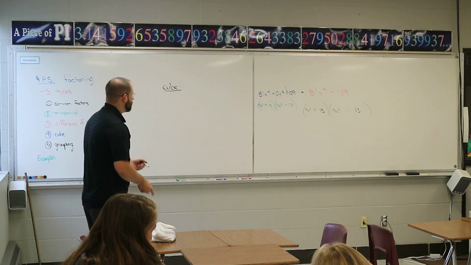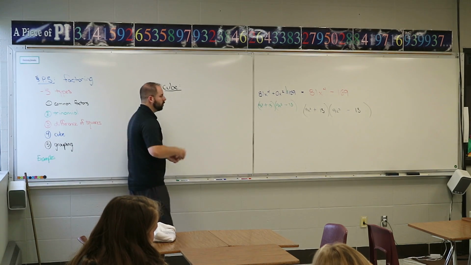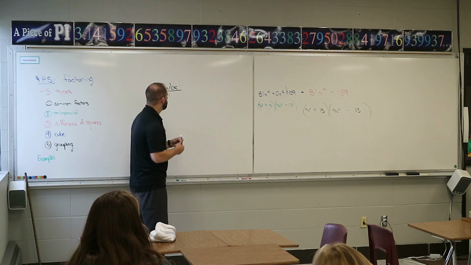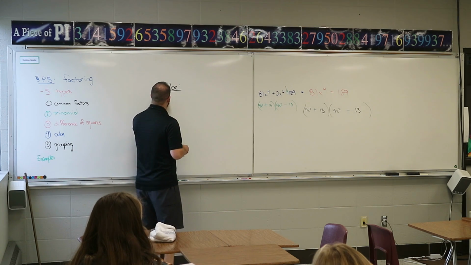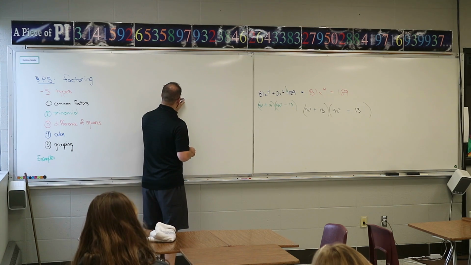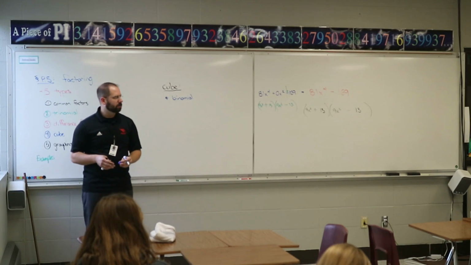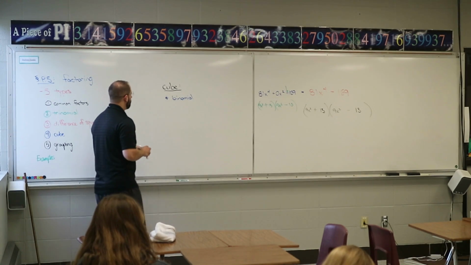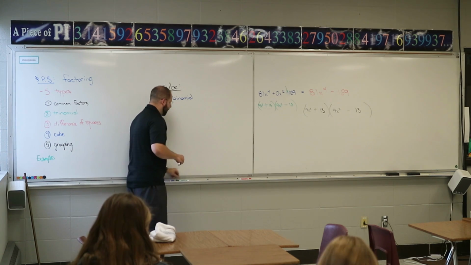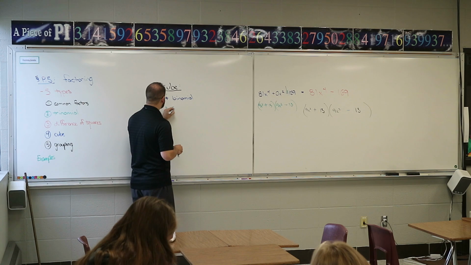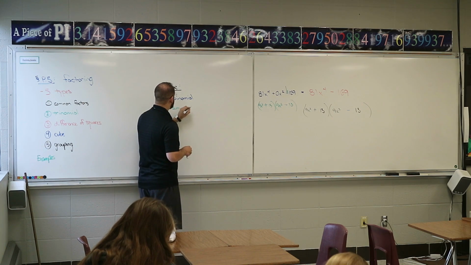There's a couple stipulations for the cube rule for you to be able to take the cube factor. Okay. It's got to be a binomial. One more time. It's got to be a binomial. Number 2. This is the part where it can be different. The second rule, it could be a sum or difference.